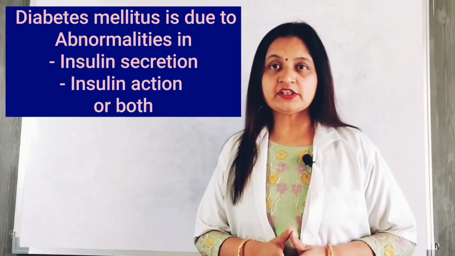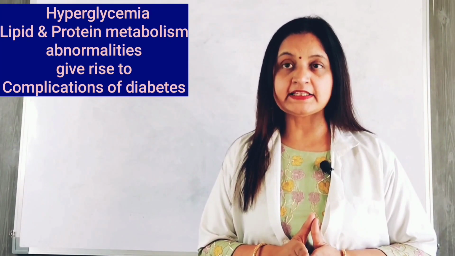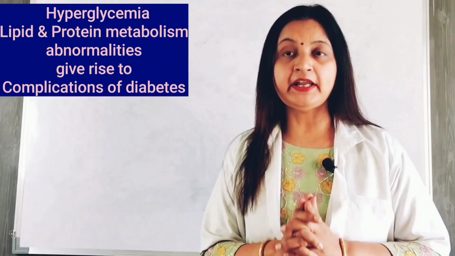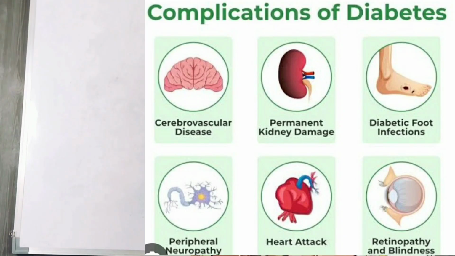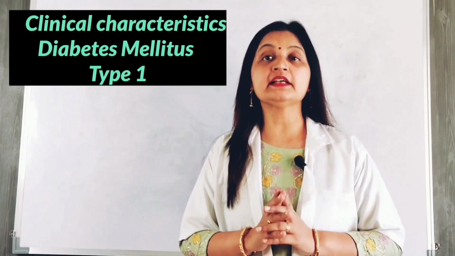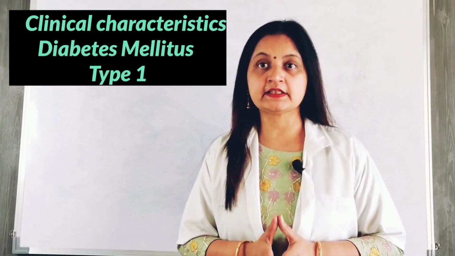The clinical characteristics of diabetes are asymptomatic glucose intolerance causing hyperglycemia and abnormalities in lipid and protein metabolism. In the long term, these metabolic abnormalities can lead to complications such as cardiovascular disease, nephropathy, neuropathy, retinopathy, and it can also lead to cancer. Diabetes is classified into type 1 diabetes and type 2 diabetes mellitus. So let's compare the clinical characteristics of type 1 diabetes and type 2 diabetes mellitus.